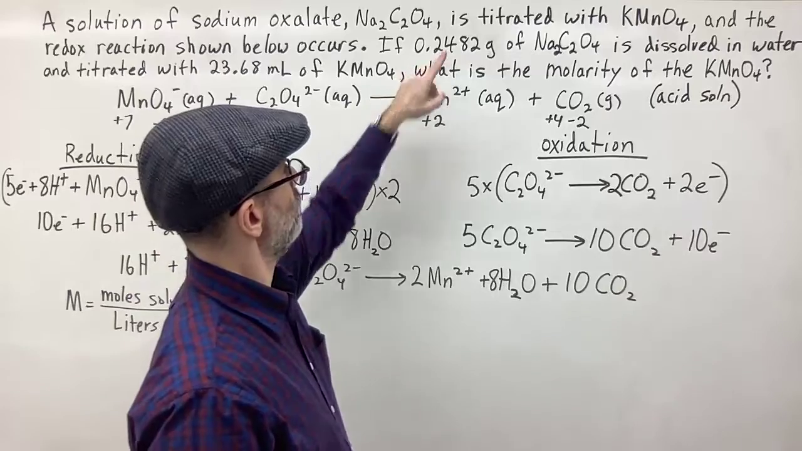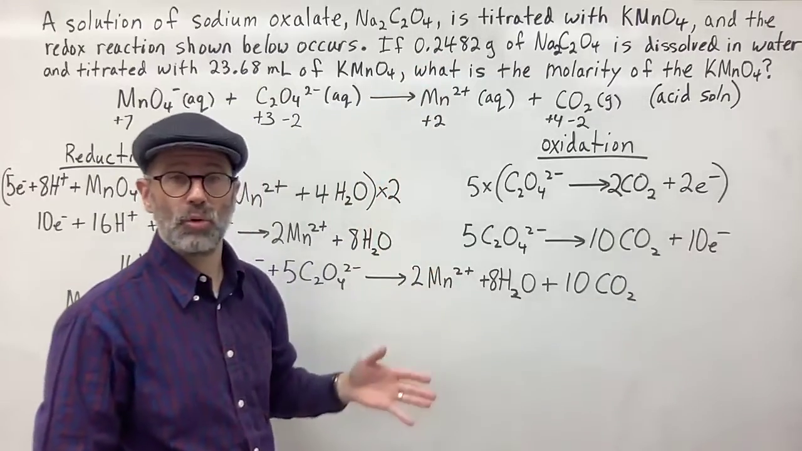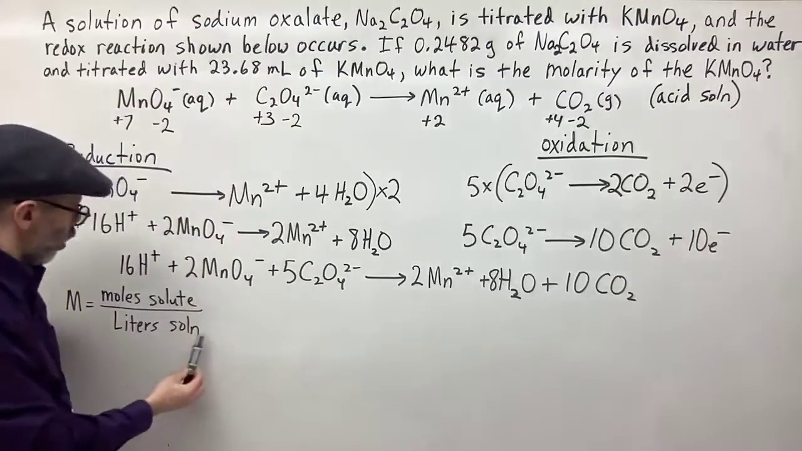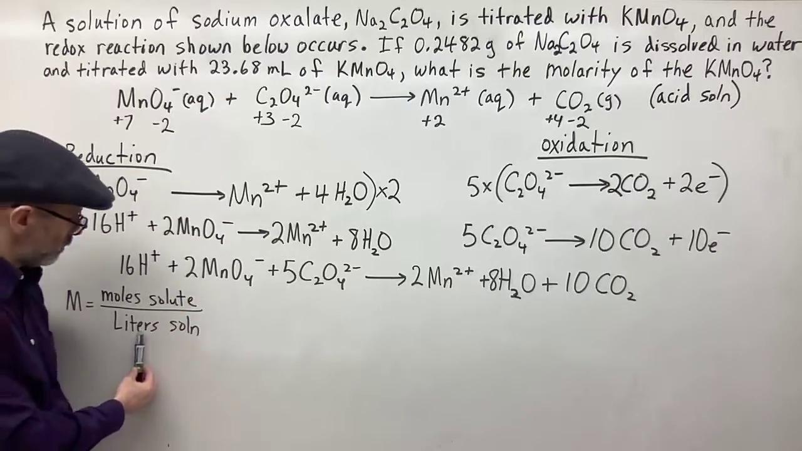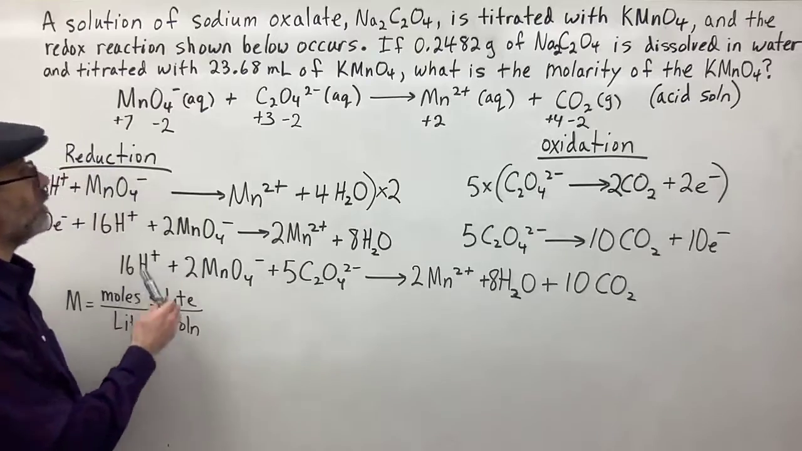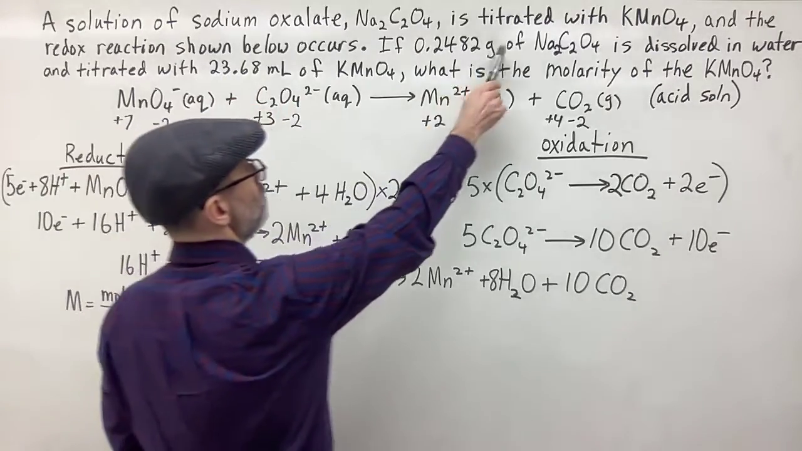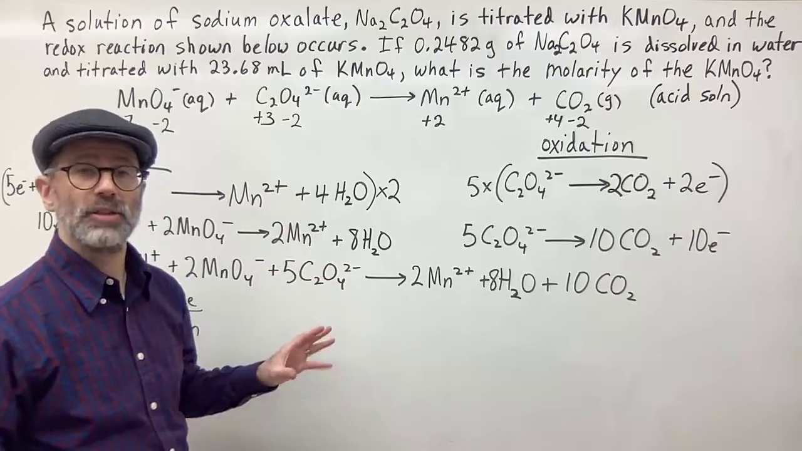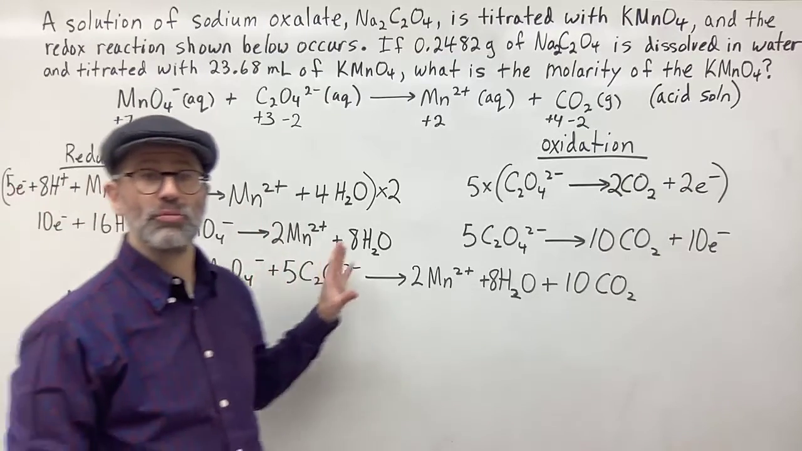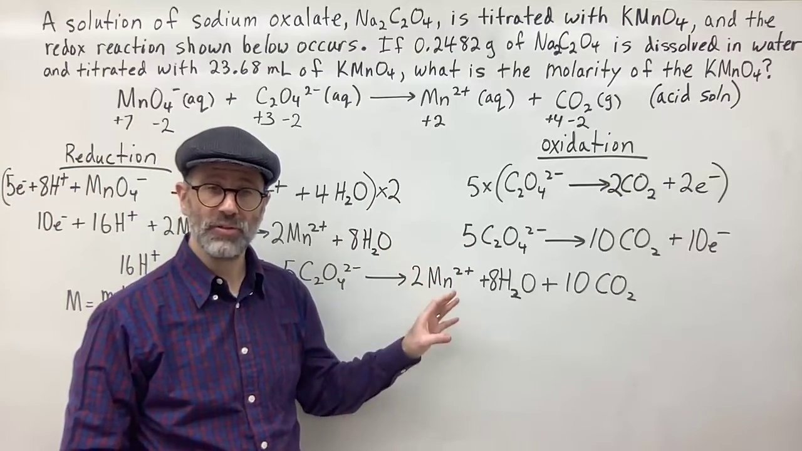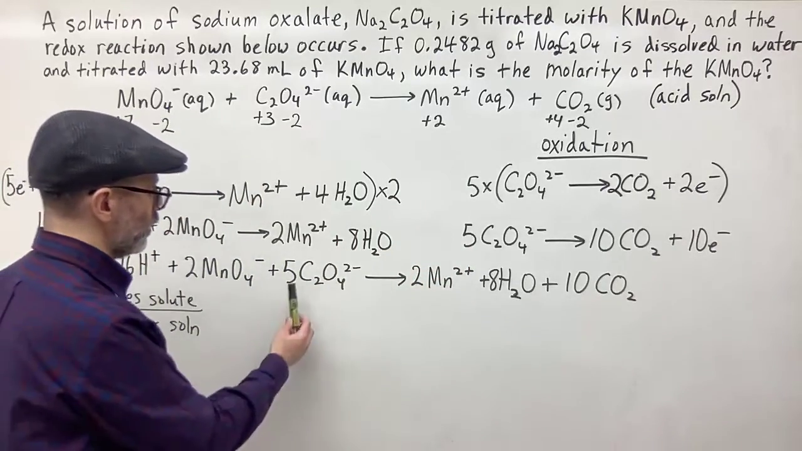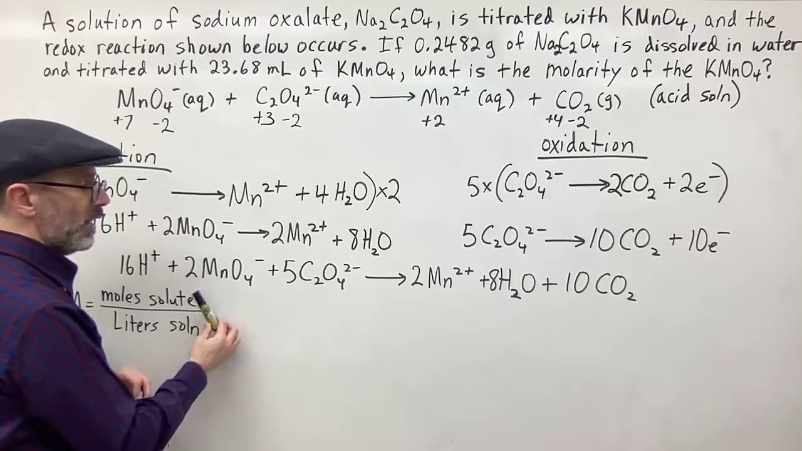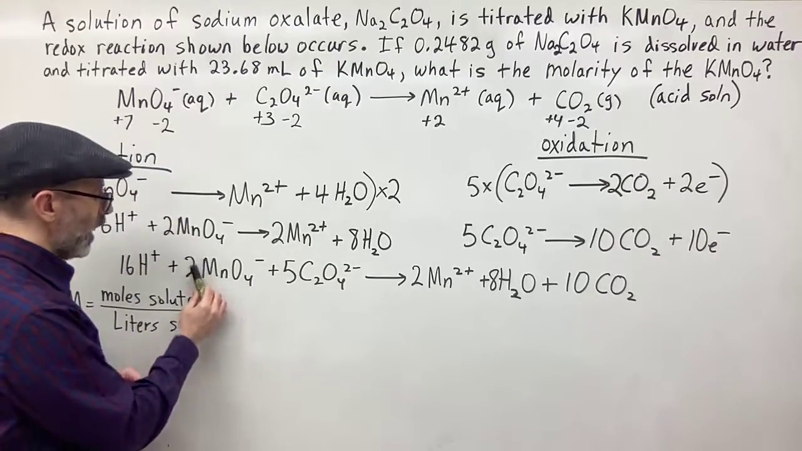Here we know the grams. So what we need to do is find the moles of the KMnO4. They gave us the volume of the KMnO4, so we need to convert the volume to liters. All we need to do is find the moles, but they gave us grams of the sodium oxalate. So we can use the molar mass to convert from grams of the sodium oxalate to moles of the sodium oxalate. And then once we have the moles of the oxalate, we can use the 5 to 2 mole ratio, and then we can get the moles of the MnO4 minus.